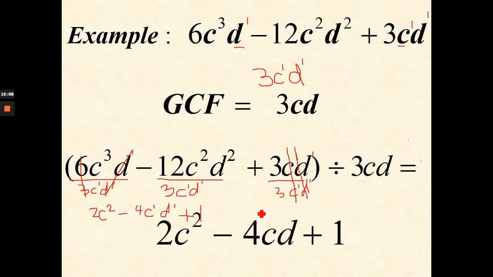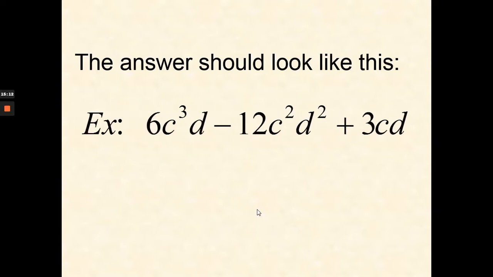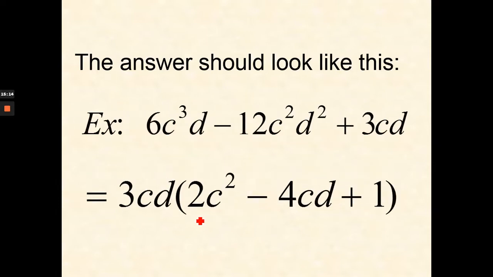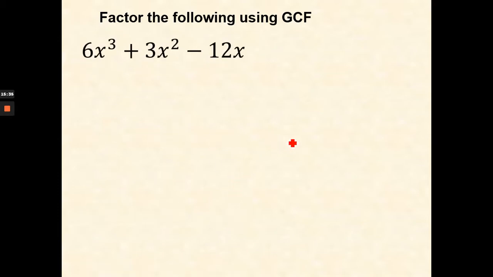So how are you going to write that? We have to write it like this. This is the first factor and this is the second factor. So that is the proper way of factoring polynomials using the GCF. Okay, to further understand it, let us factor another one.